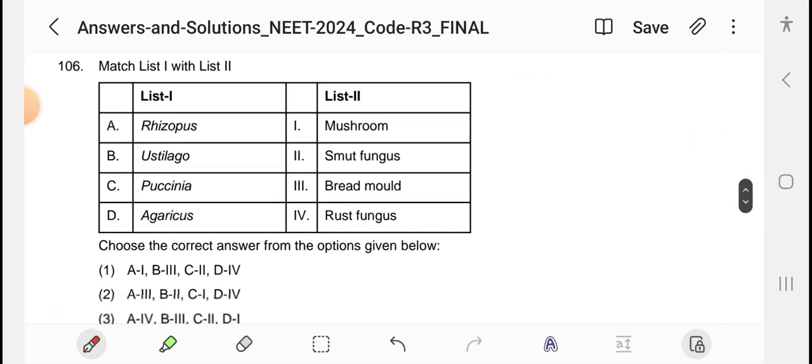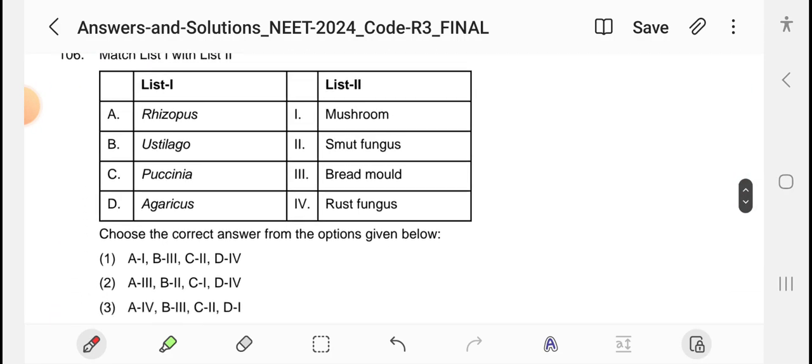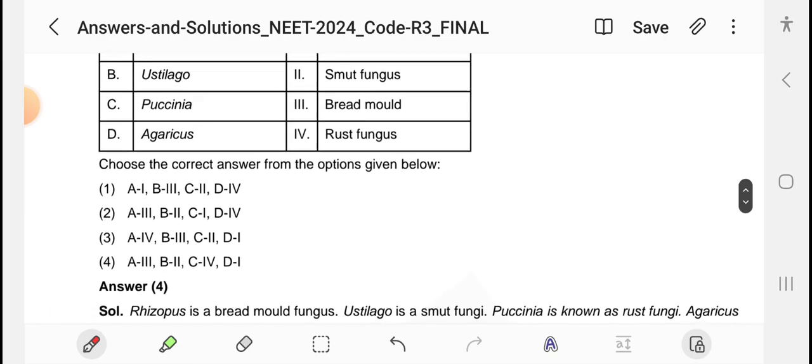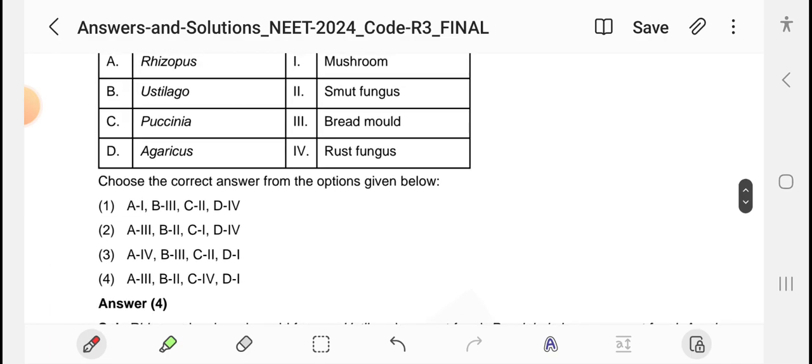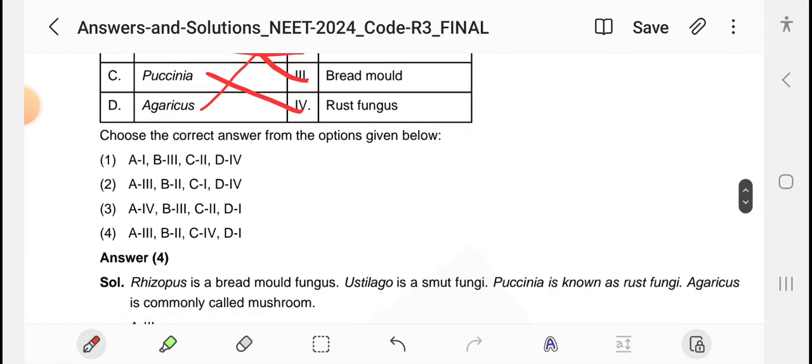So your next question, match list 1 with list 2. So Rhizopus would be bread mold, and then B would be smut fungus, then C is rust fungus, and Agaricus is a mushroom. So your correct option would be option number 4, that is 3, 2, 4, 1.